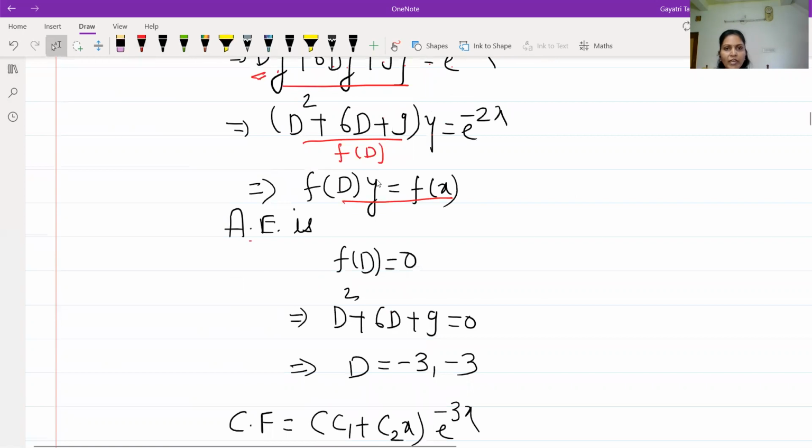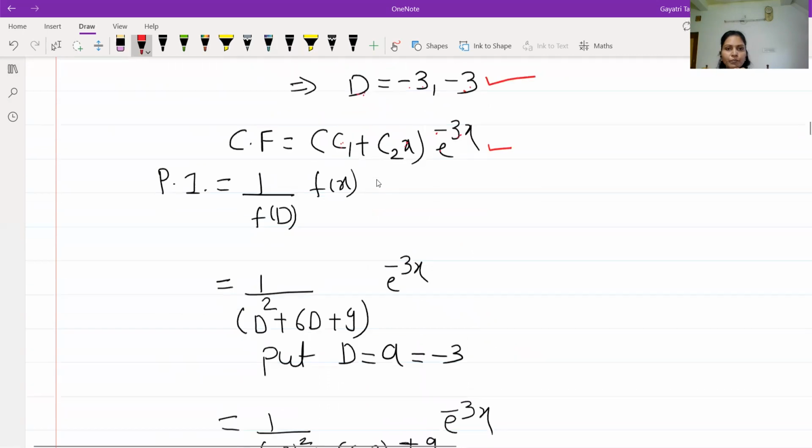So what is your first step to find out the CF? Auxiliary equation. So f of D equals to 0. So it will be D square plus 6D plus 9 is equals to 0. So what are the roots? The roots are D equals to minus 3, minus 3. So what we can say about the roots? The roots are real, but they are repeated. And repeated for how many times? 2 times. So we have to combine the two constants in one bracket. First will not contain x, second will contain the x, e raised to root into x. So this will complete our CF.